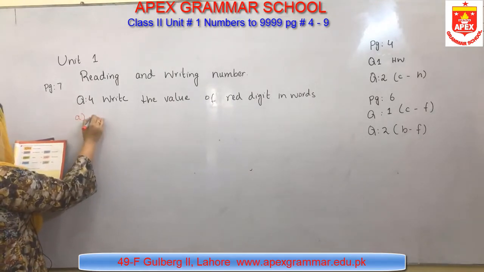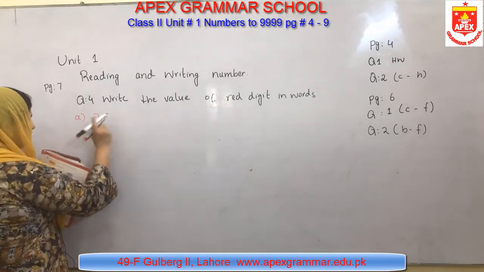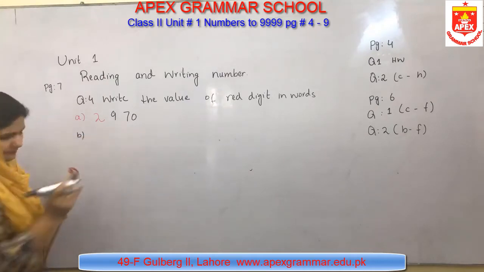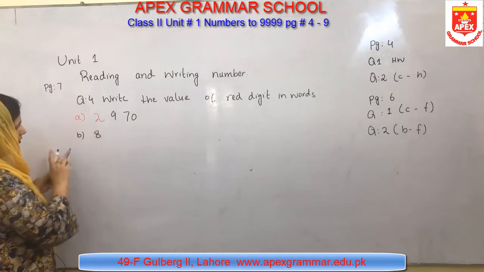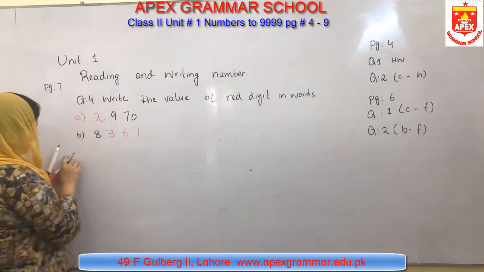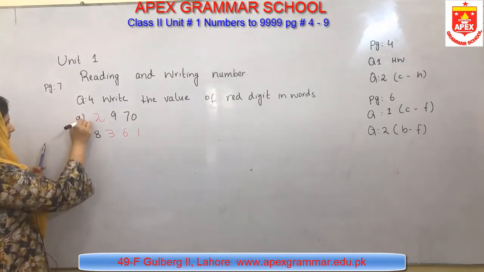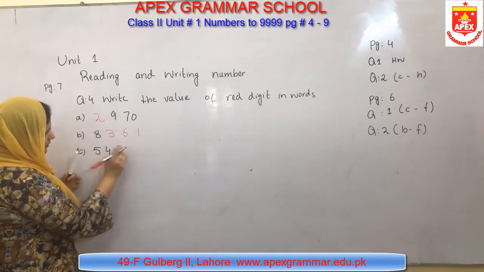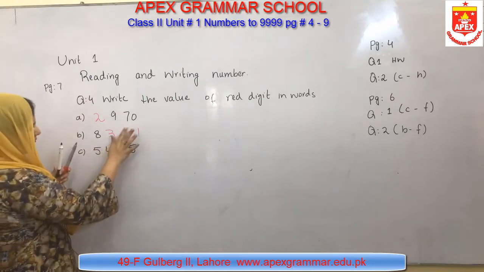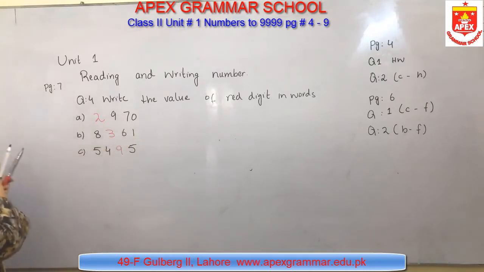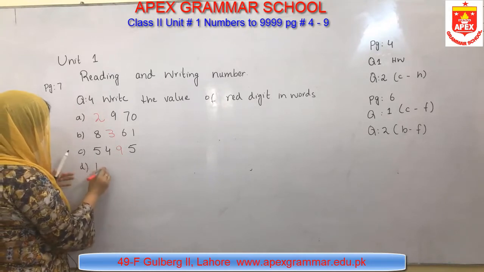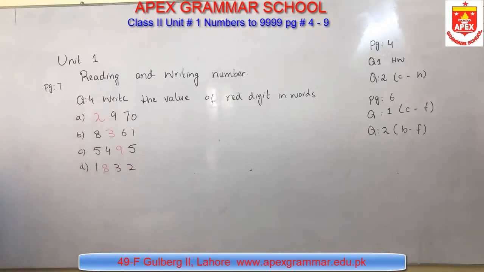A part is 2000, B part is 8361. C part is 5495. D part is 1832. Now write the value of the red digit in words.